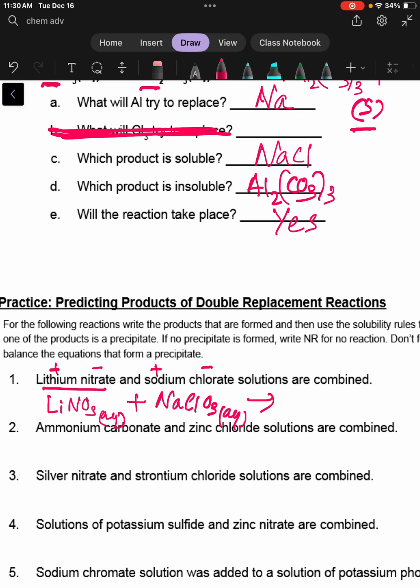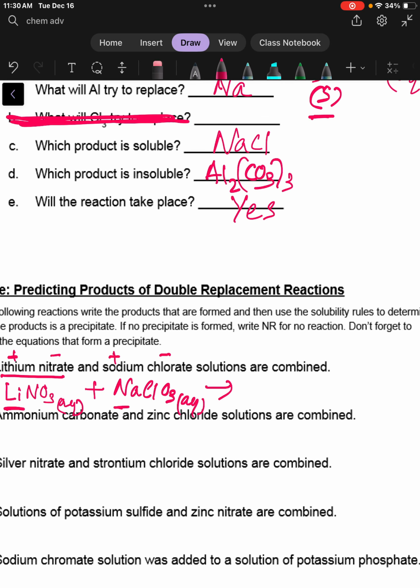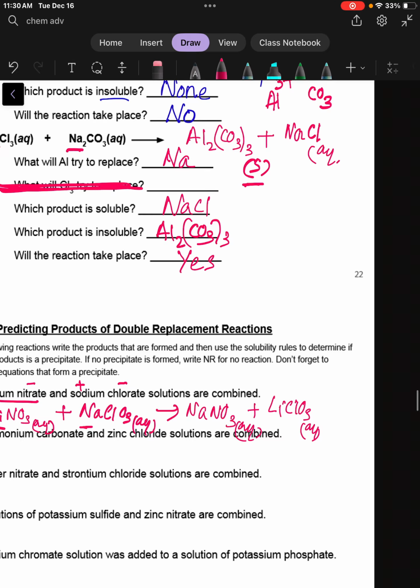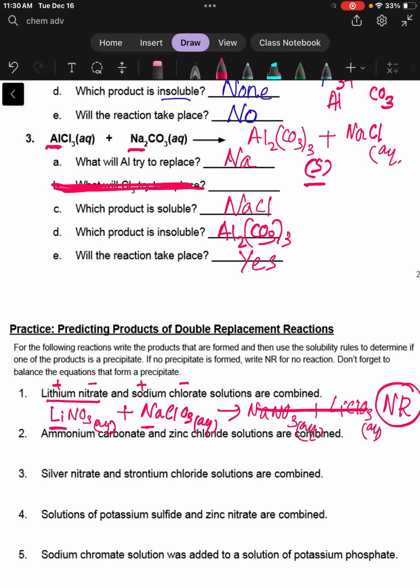And that will be also AQ. And you are swapping them, and since both of them are first group metals, if you swap them, that will end up in a soluble product. If you want, I can write it. It will be sodium nitrate plus lithium chlorate. When you check them, both are AQ. So I'm going to cross this out because it will never happen, and I'll write NR there. This is how you're doing it. Okay, I will do one more because that was a no reaction.